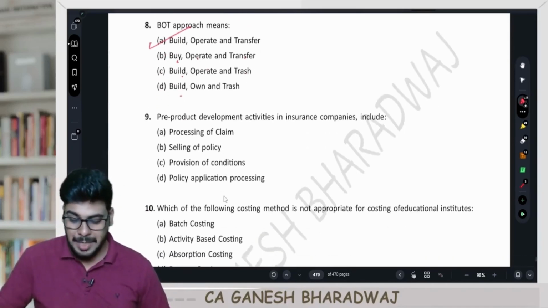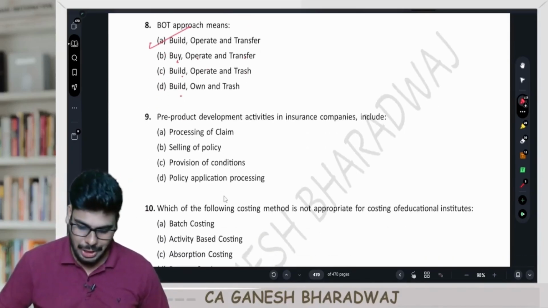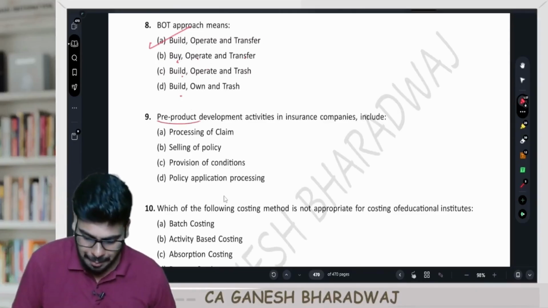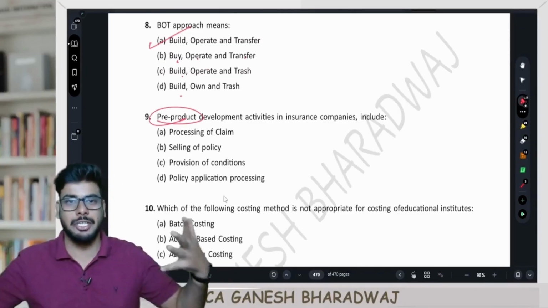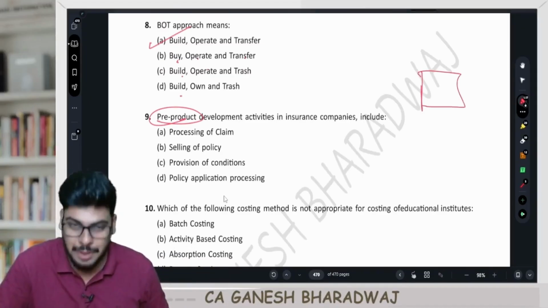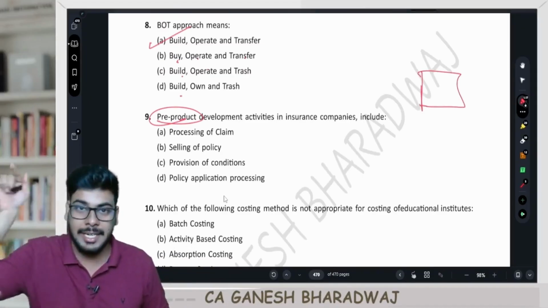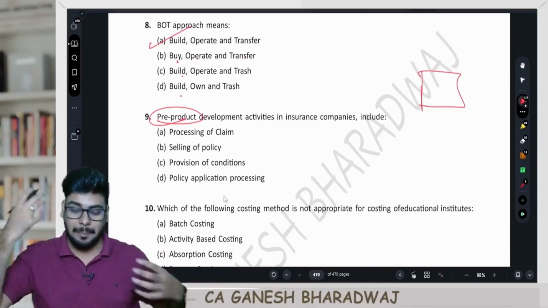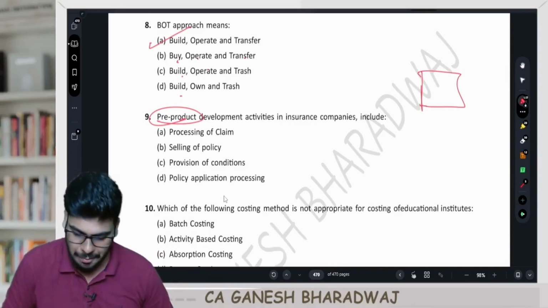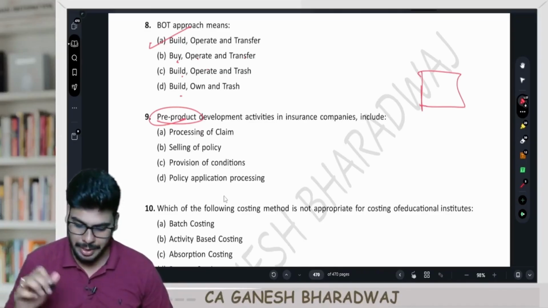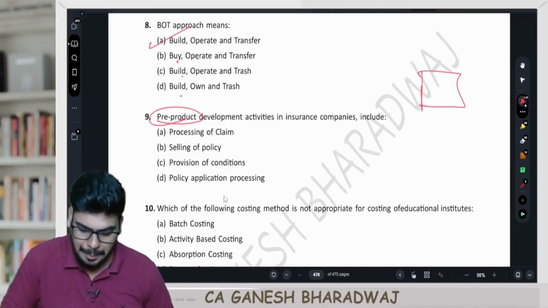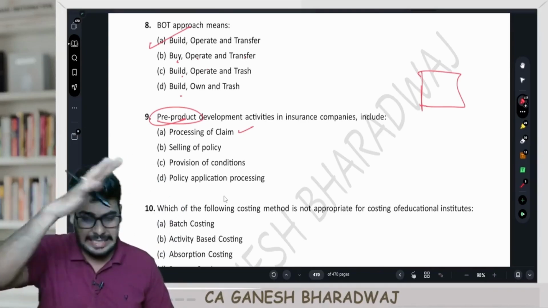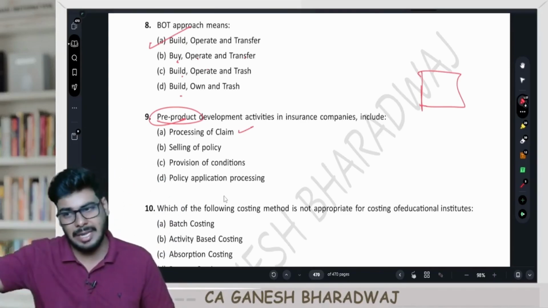Next. Pre-product development activities in insurance company include what? Pre-product development means what? I am coming up with an insurance policy. So in this insurance policy, what are all the things that I need to incorporate? I have not developed it yet. So what are all the pre-product development activities that will be included in my insurance sector? Processing of a claim. Is this activity done before designing the policy, or is processing of claim done afterwards?